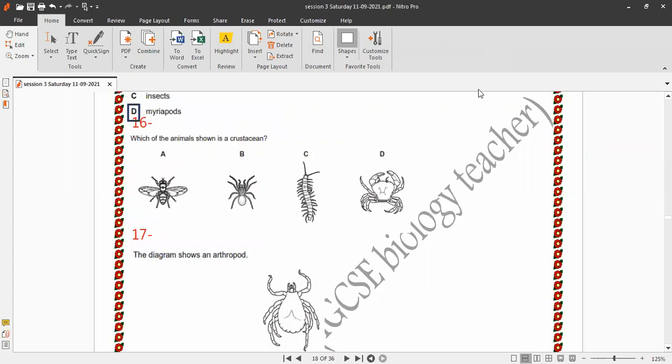Number 16. Which of the animals shown is a crustacean? Fadi, number 16, which one is the crustacean? D. Okay.